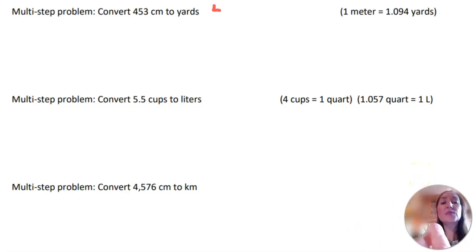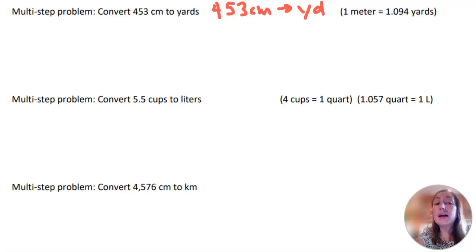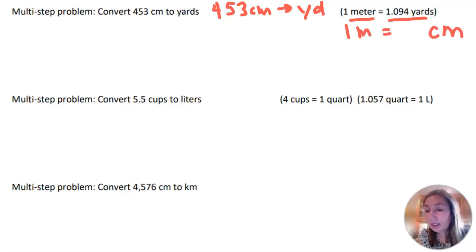Okay, this says 453 centimeters needs to get into yards. We are given the conversion that 1 meter has 1.094 yards. But we've been given centimeters, so we need to use our own meter to centimeter conversion. Which one's bigger? A meter. So 1 big meter has how many little centimeters? Yeah, 100 little centimeters. Okay, we're going to actually need both of these conversions to accomplish this one.